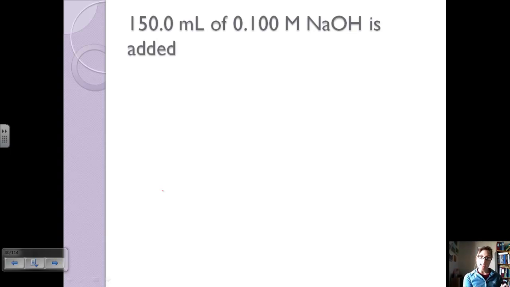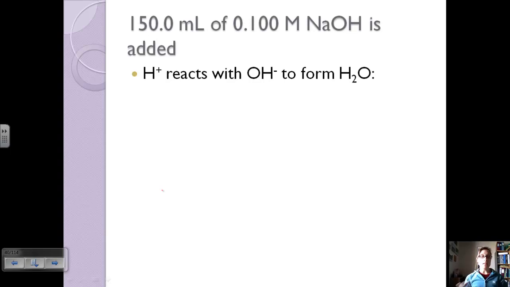Well, where before we had an excess of H+, now because we're going past the equivalence point, I would assume we're going to have an excess of OH- instead. We still have the H+ reacting with the OH- to form water. So let's look at that. We had our H+ and our OH-, and we're forming water. Now this is very similar to what we did in the previous problems.